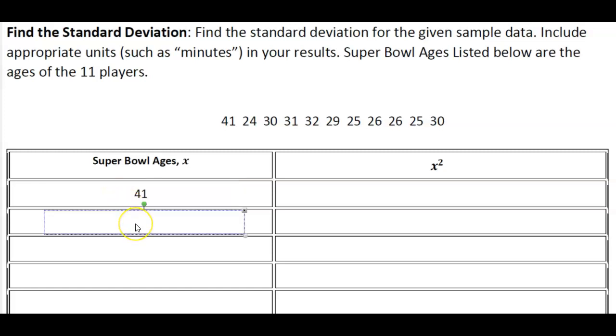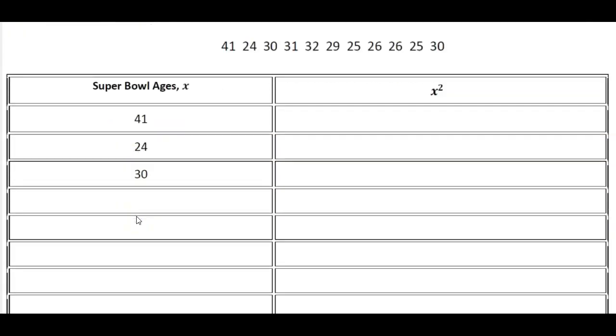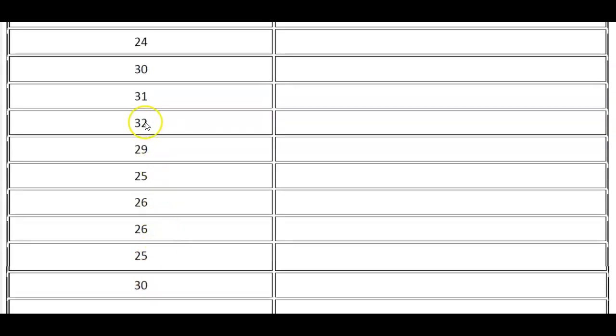So we have 41, 24, 30, 31, 32, 29, 25, 26, 26, 25, and then 30. So we're putting all those values into the table. Now we want to add all these up and find the sum of those values. So in this column, we're going to find the sum of the ages. If we add 41 all the way to 30, we get the sum of the ages to be 319.